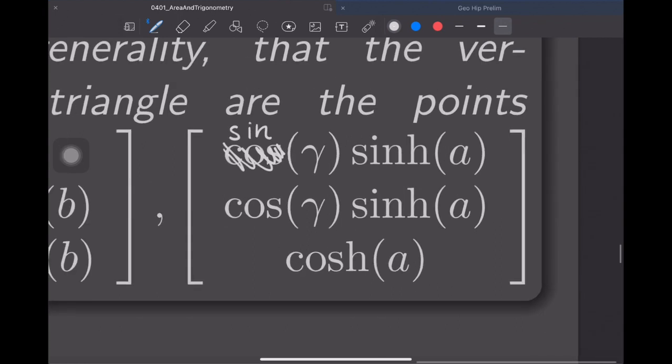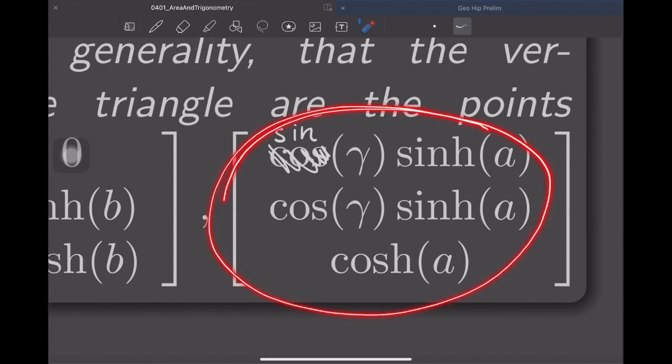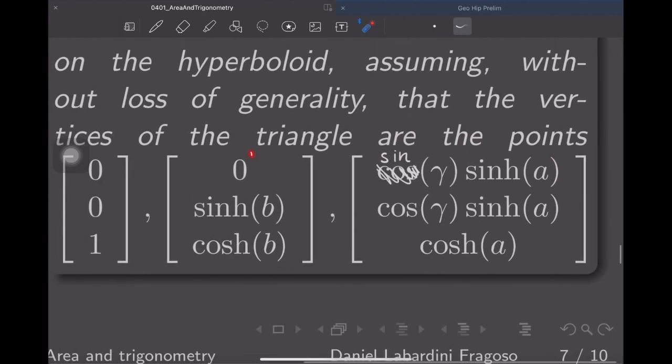But you see, what I want you to see is that the way I'm arriving at this formula for the coordinates of the third point is, I take a point that looks like this, and then I rotate it horizontally. So the third coordinate doesn't change when I rotate, and this one has to be multiplied by sine and cosine of the angle I rotate with, right?